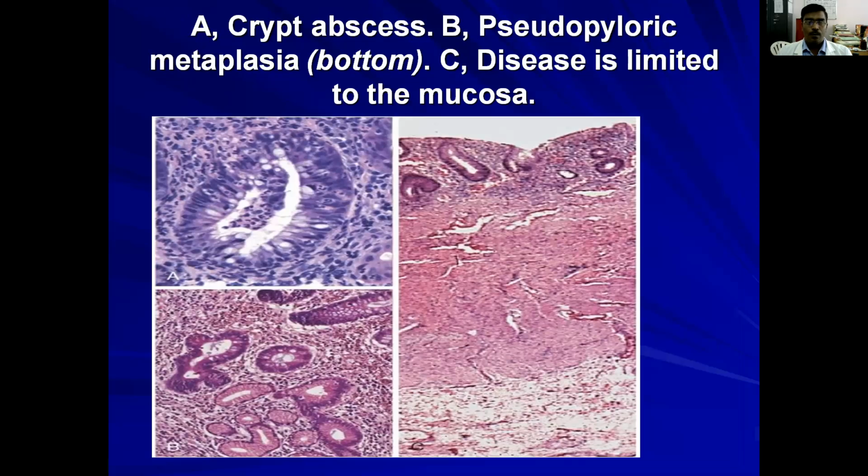So when we move on to the microscope, the most important characteristic finding of ulcerative colitis is crypt abscess. So plenty of dead neutrophilic cells are seen. Another diagram shows pseudopyloric metaplasia, and C shows the disease is usually limited to the mucosa alone. It does not enter deep into the submucosa or muscular layer. So it is limited only to the mucosal layer.